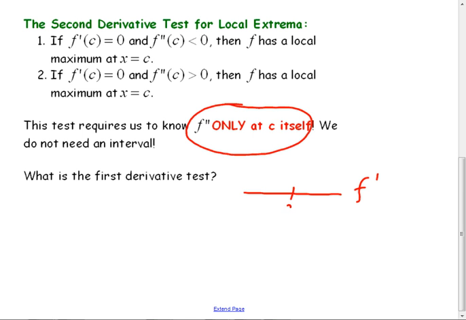F prime. Here's C. If this is positive and this is not negative.